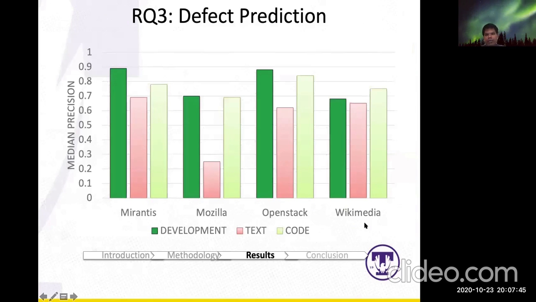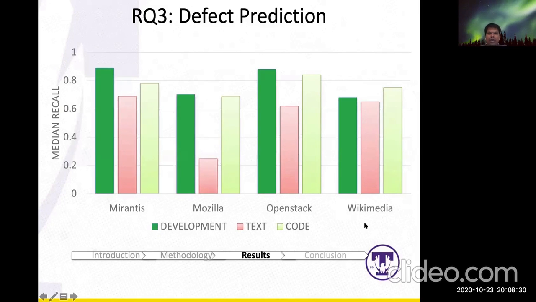So finally, for our defect prediction results, we observed that use of development activity metrics has some promise. As shown in the deep green bars in this particular bar plot, we see that it outperforms existing methods, namely prediction models constructed using text mining features and code metrics. It outperforms those 2 techniques. However, it remains almost the same for one data set, namely Mozilla, and it is lower compared to code quality metrics for Wikimedia.